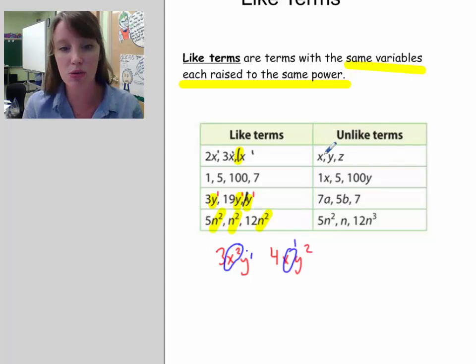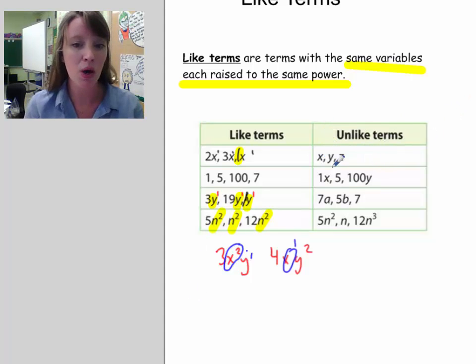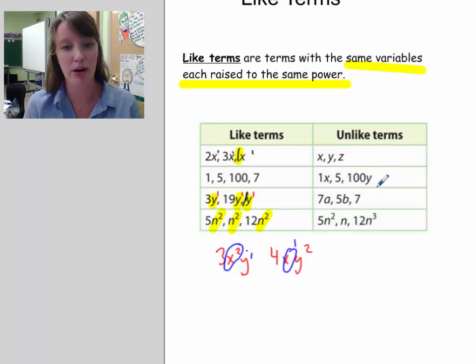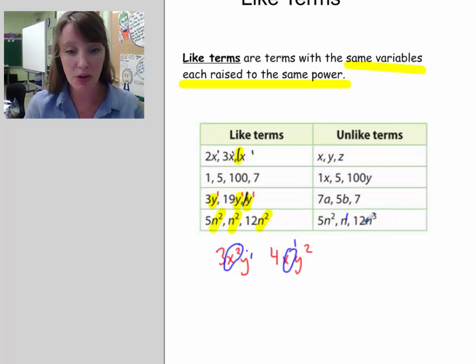So some unlike terms: x, y, and z. Okay, 1x, 5, and 100y are unlike. 7a, 5b, and 7 are unlike. 5n squared, n, and 12n to the third are unlike because all these n's are raised to a different exponent. Another thing that's unlike is 6x and 6x squared. So even though the coefficient is the same, that doesn't matter. The only thing that matters is the variable and its power. Okay?